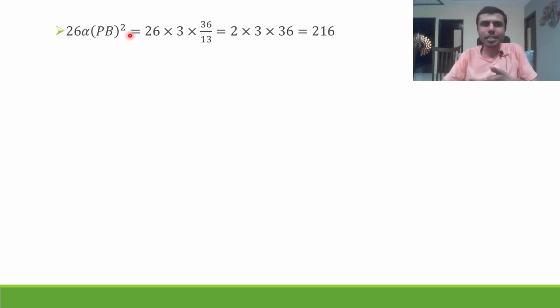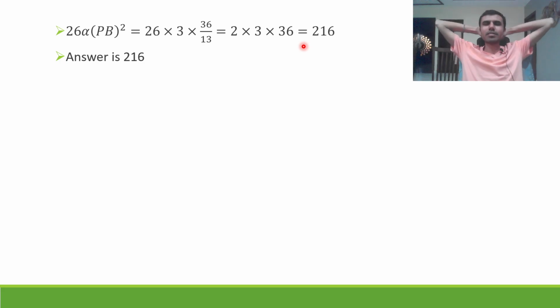Now they ask the value of 26 alpha into PB square. Alpha is 3 and PB square is 36 by 13. 13 twos are 26. So 2 into 3, 6 into 36, 216. That's my answer.